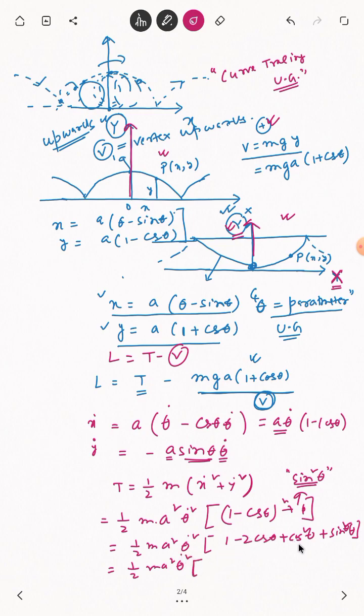Here cos square theta plus sine square theta gives 1, and this is 1, so 1 and 1 make 2, and this is 2 cos theta, so 2 will be taken outside. We have 1 minus cos theta, these 2 will cancel, so kinetic energy will be m a square theta dot square into 1 minus cos theta. So if we put this here, m a square theta dot square into 1 minus cos theta, and this potential energy we have already discussed. Now we will see which option matches with this.